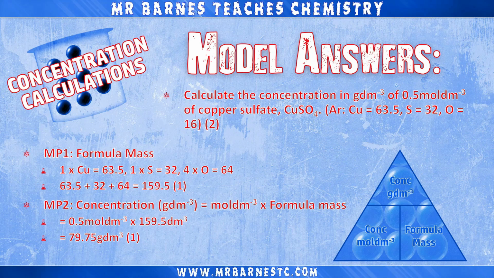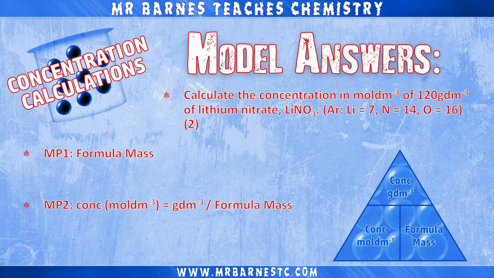Next question. This question asks you to calculate the concentration in moles per decimeter cubed and gives you the concentration in grams per decimeter cubed, so it's also a conversion calculation. So step 1, formula mass. We have 1 lithium with a mass of 7, 1 nitrogen with a mass of 14 and 3 oxygens, each with a mass of 16. Add this all together, giving us a formula mass of 69 for 1 mark.